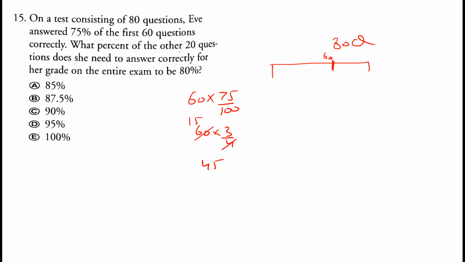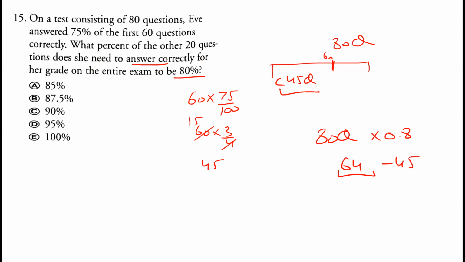Now, what percent of the other 20 questions does she need to answer correctly for her grade on the entire exam to be 80%? So we have already gotten 45 questions correct. If we have 80 questions and you need to score 80%, so 80 times 0.8 is 64. So you need to get 64 questions right. You have already gotten 45 questions right. So 64 minus 45 equals 19. So in the next 20 questions, you need to get 19 questions correct.